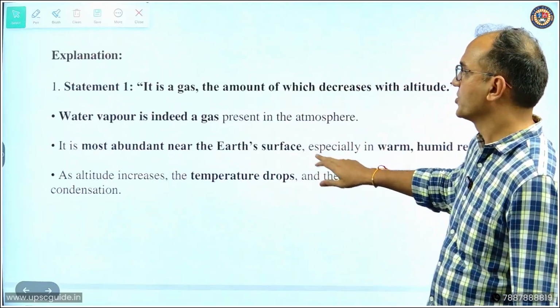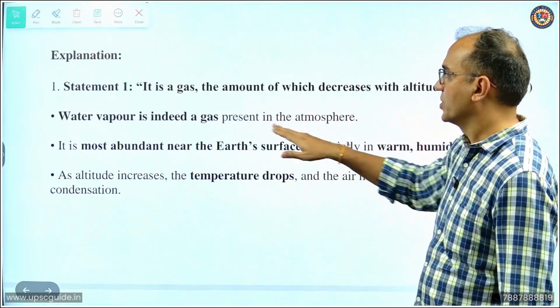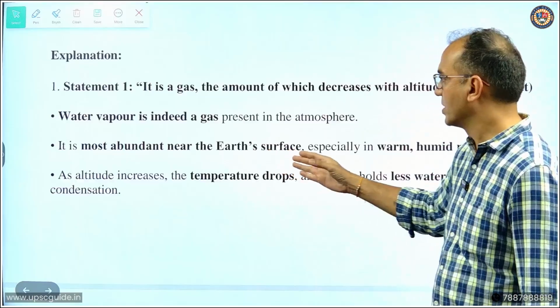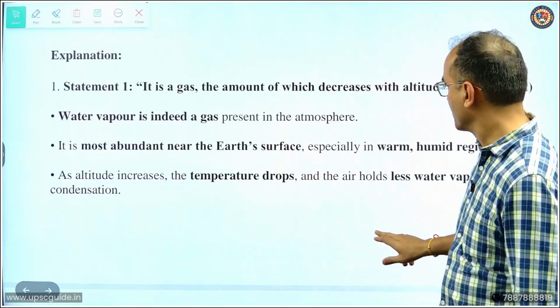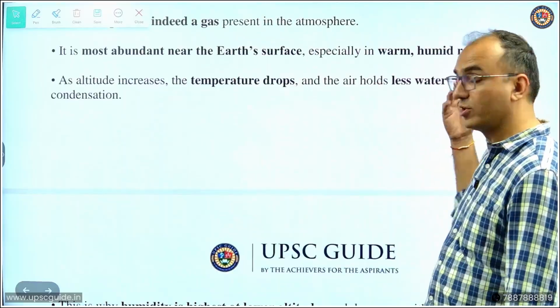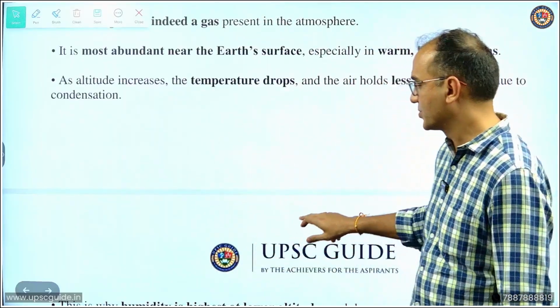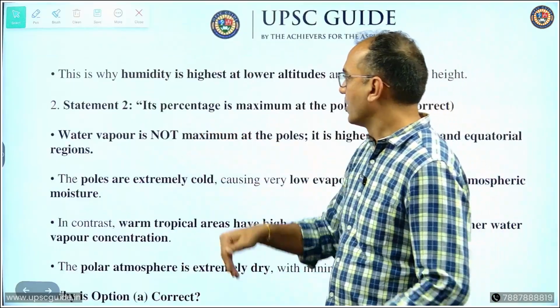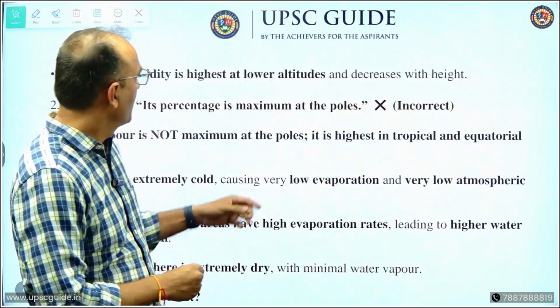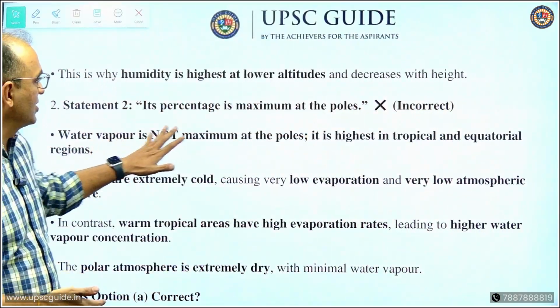Let us look at the explanation again. Gas, amount of which, yes, water vapor is a gas, most abundant near Earth's surface. With altitude, temperature drops and the ability of air to hold moisture or vapor decreases. So humidity is highest at lower altitude. Now, its percentage is maximum at the poles? No, water vapor is not maximum at the poles.